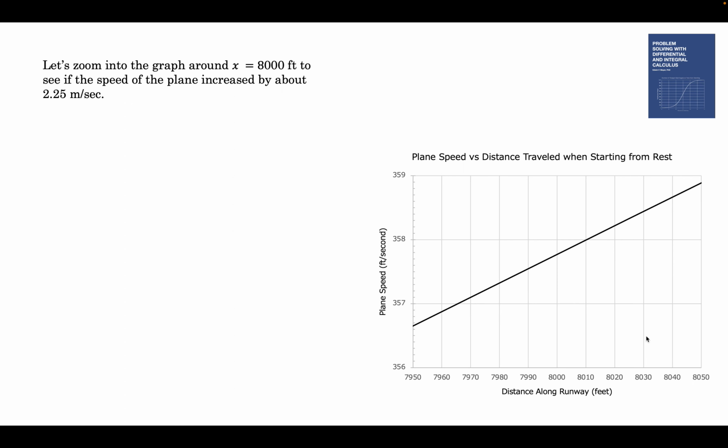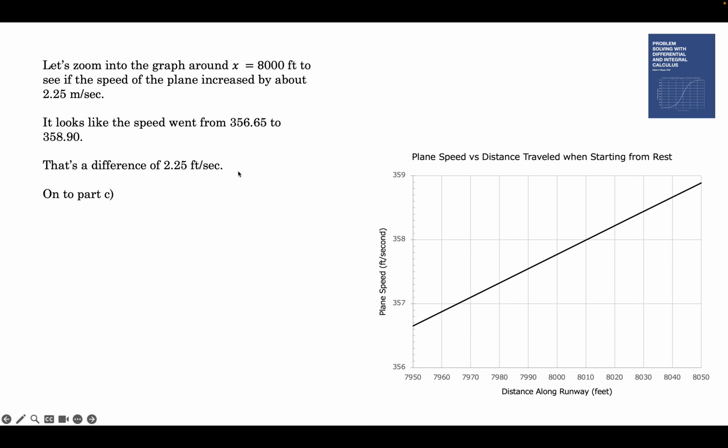So let's do the same thing and zoom in. This is around 8,000, so 7950 to 8050. This line's actually pretty straight here. 356, a little bit of 366, maybe halfway. 356.5. I'm eyeballing it here. 358.9. Okay. And you subtract them, you get 2.25. That's pretty good. On to part C.